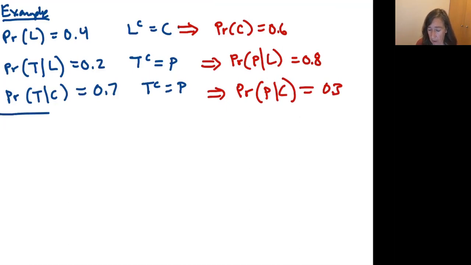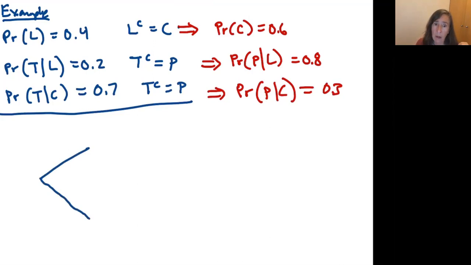Actually, what we're given is in blue. What the Kolmogorov axioms require is in red. And now we want to organize this information to calculate the joint probabilities. And we're going to do that with a tree. The first node is: is the person liberal or conservative here?